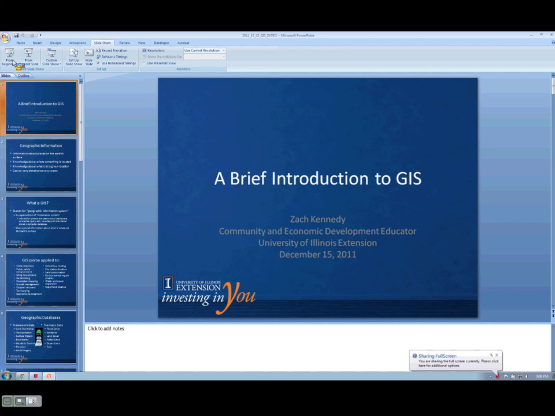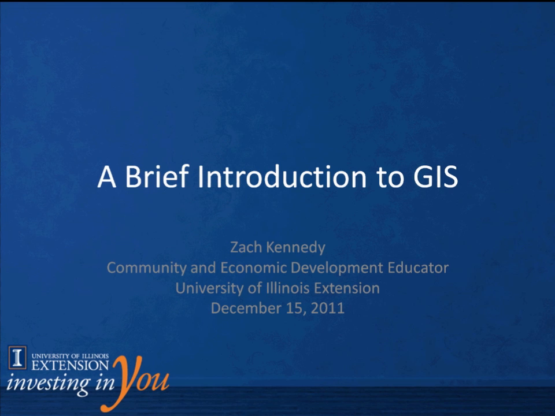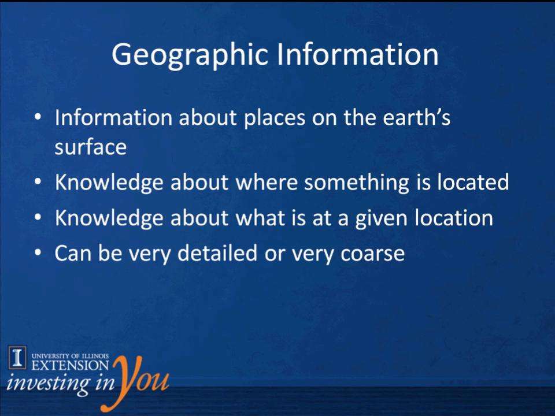So I'm just going to provide a brief introduction to GIS and a brief overview. When we're talking about geographic information, we're really talking about information about places on the Earth's surface. This allows us to have knowledge about where something is located, or also what sort of natural or man-made features are around a given location.